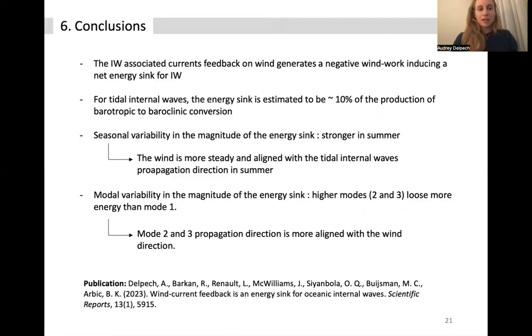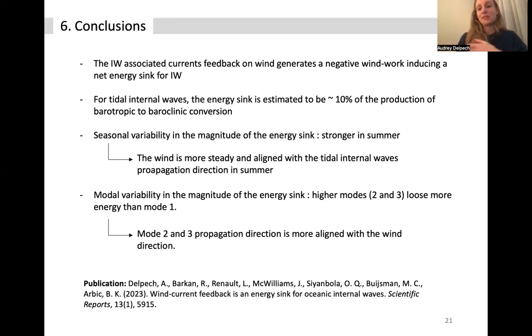So as a conclusion, we can say that this study has shown that current feedback has an effect on internal waves. It can generate a negative wind work, which induces a net energy sink for the internal waves. For the tidal internal waves, this energy sink is estimated to be approximately 10% of the production of the barotropic to baroclinic conversion. There is a seasonal variability in the magnitude of this energy sink. It's stronger in summer and weaker in winter. And this can be explained by the alignment of the winds with the surface currents associated with those internal waves.